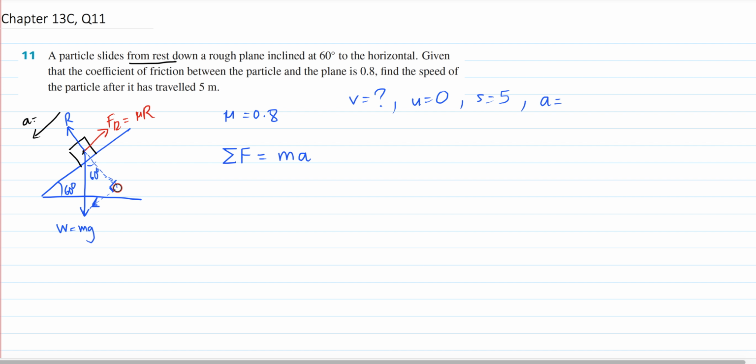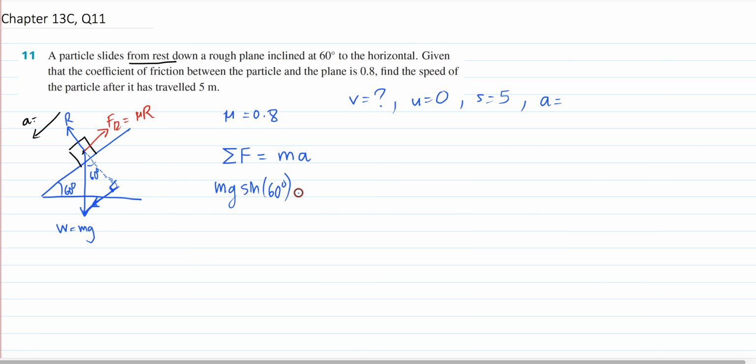And if you want to find this part right here, see that force going down parallel to the plane, that is opposite the 60 degrees, and we know mg is our magnitude, so it's mg multiplied by sine 60 degrees. Okay guys, mg multiplied by sine 60 degrees gives you that force going down the plane.